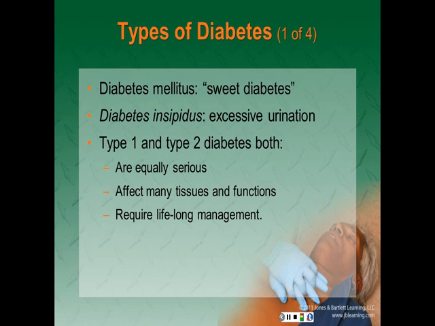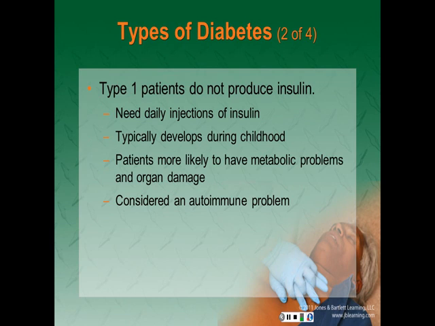There are two types of diabetes, both of which are equally serious. Both can affect many tissues and functions other than the body's glucose regulating mechanism, and both require lifelong medical management. Type 1 diabetes patients do not produce insulin. Patients need daily injections of supplemental synthetic insulin, and in the past we have referred to these patients as insulin-dependent diabetes mellitus. Typically, it develops during childhood, and it's called juvenile onset diabetes, though it can also develop later in life.